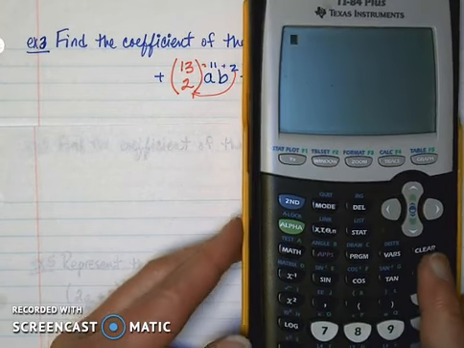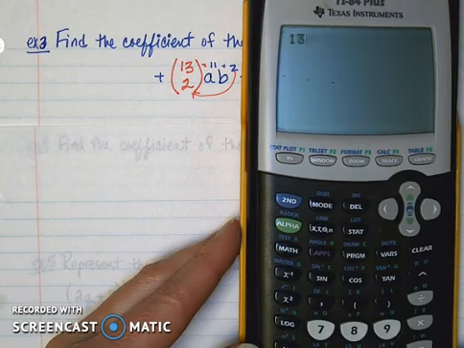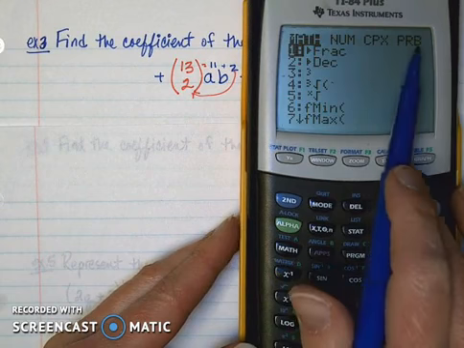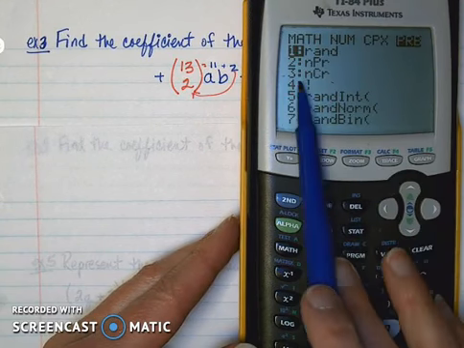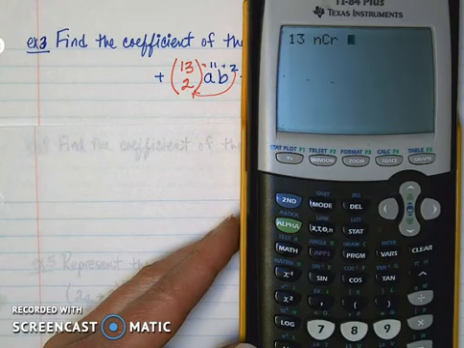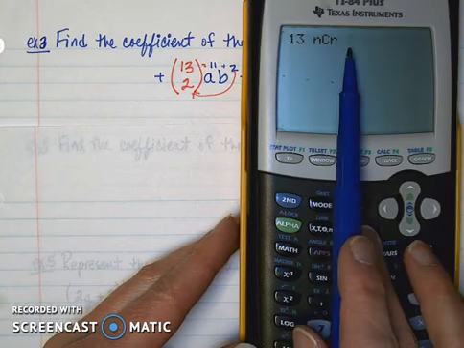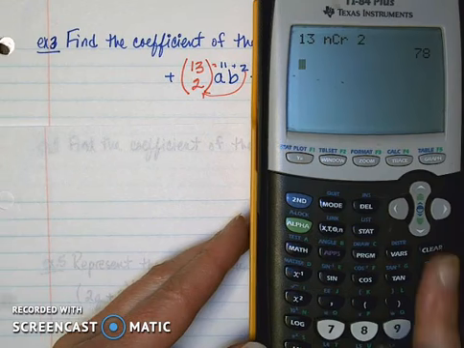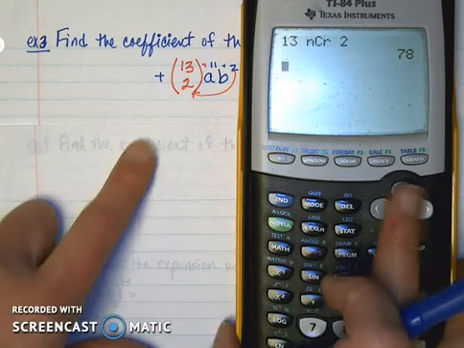Remember, we first put in the n, so I'm going to first put in 13. And then I'm going to hit math, and I'm going to come over here to probability, and I'm going to come down and select number 3, which is the combination. And then, you see how I put that up there? And then I'm going to put my r value, which is 2. And I hit enter, and it gives it to me. It did the factorial work for us, and it says it's 78.